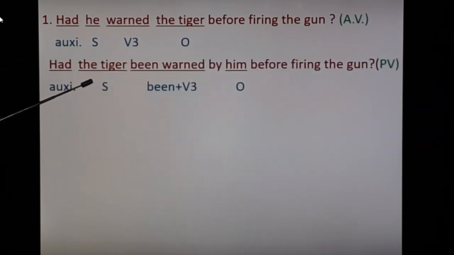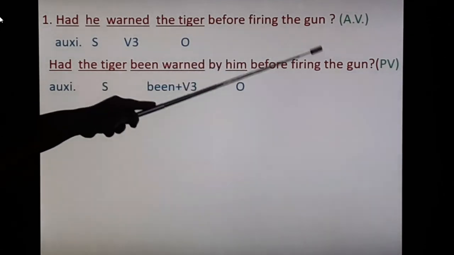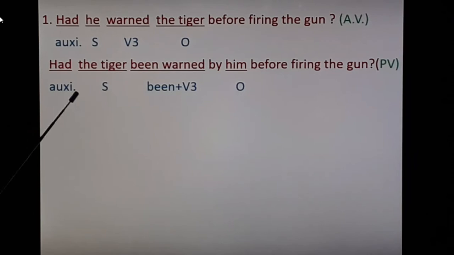How to turn to passive? The tiger, that is an object in active voice, becomes subject in passive voice. So before that you have to put appropriate auxiliary verb. Had, then the tiger, been, won, that is V3 form, by him, then the rest of the sentence will be the same. Then put question mark. This is passive voice construction.